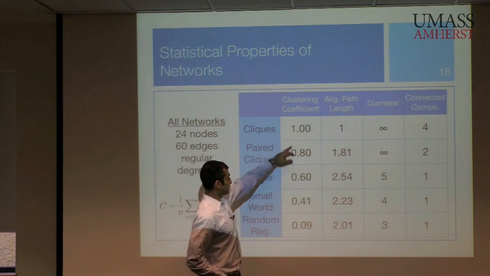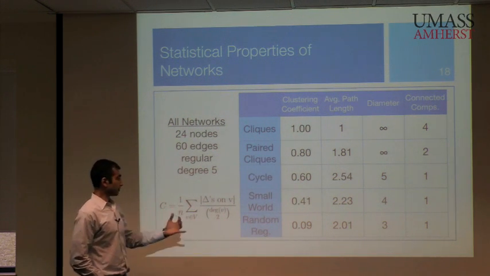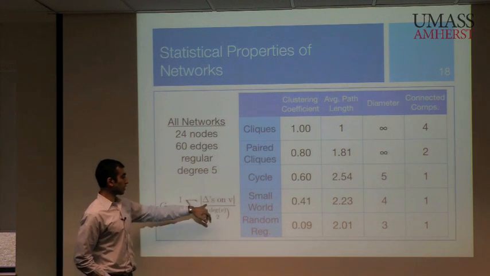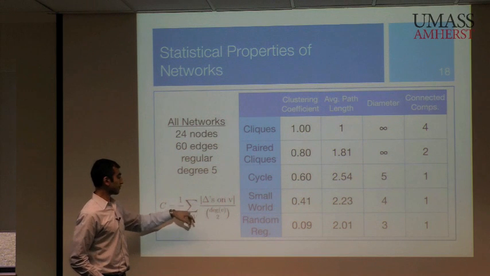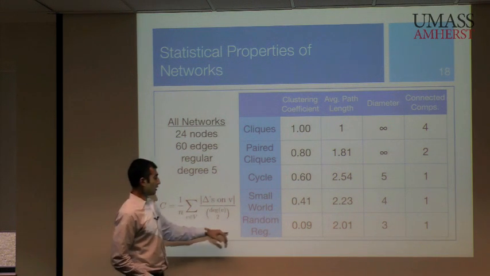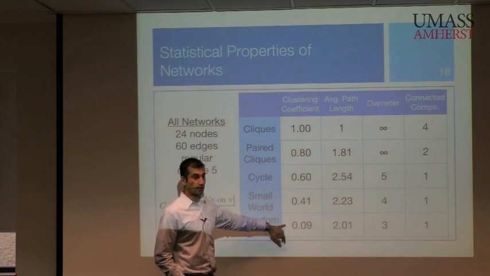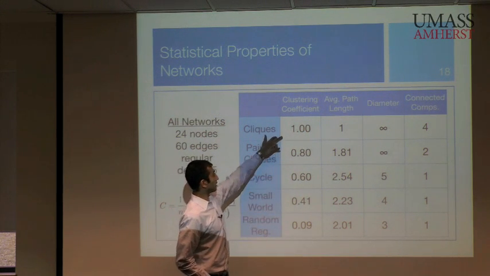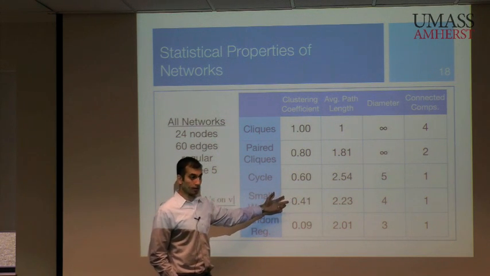The left column is the clustering coefficient. Do you guys know what the clustering coefficient is? It's just the average number of triangles on each node. The numerator is the number of triangles incident on each node. The denominator is the number of triangles possible. And you just average that over all the nodes. So what I'm saying is the cliques have 10 times more triangles on average than the random regular graph, right? A node in the cliques topology has 1.5 times more triangles incident than the small world graph.